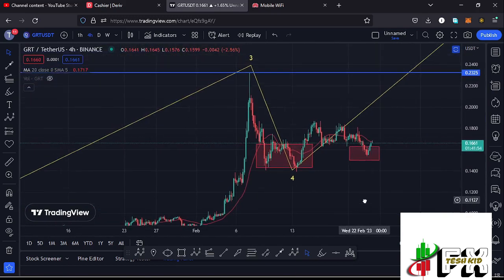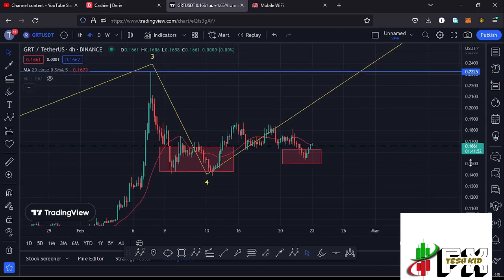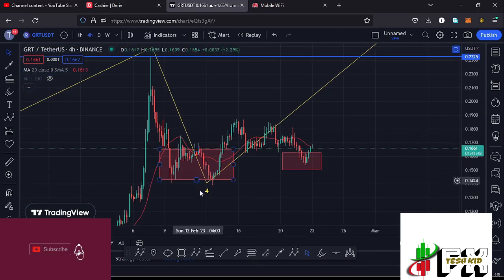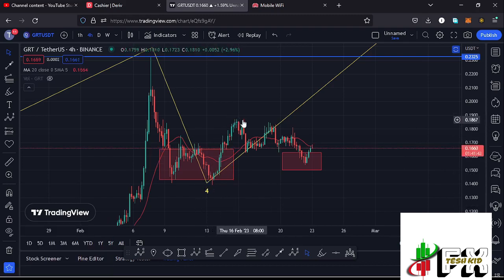And if I zoom in so that we can get to the short-term scenarios basing it on that microwave within the formation of that wave 5, you can see that after making our low in the formation of that fourth wave, we saw that bounce to the upside, giving us a peak at around the $0.1872 mark in what I'm terming as that first wave to the upside.